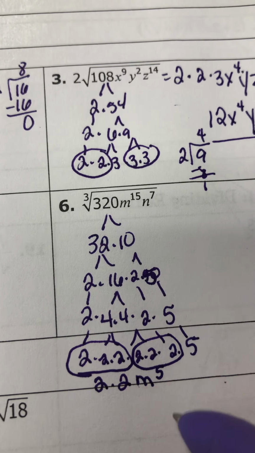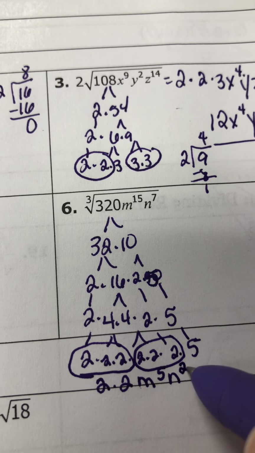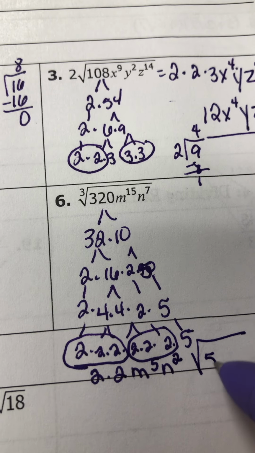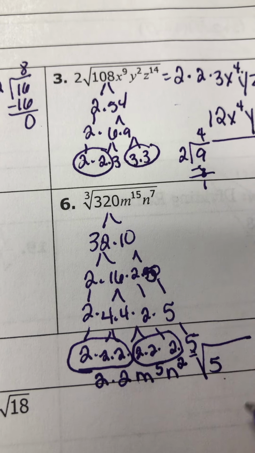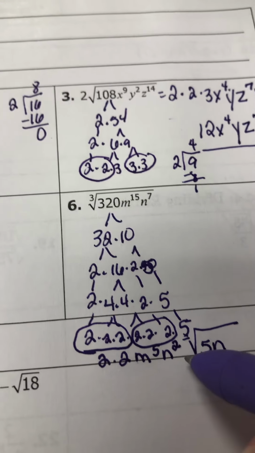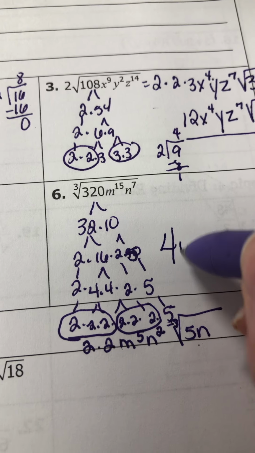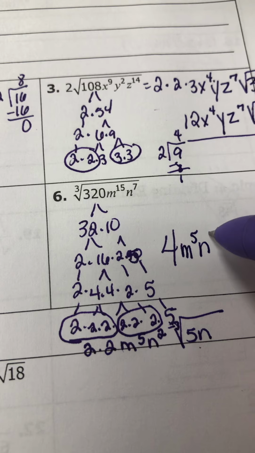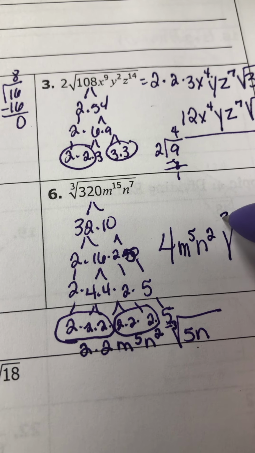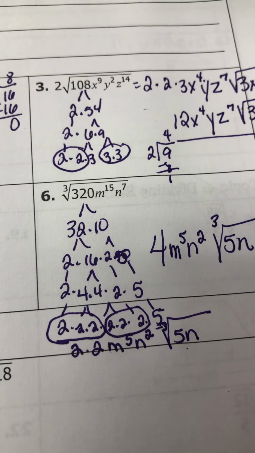3 will go into 7 2 times. And we're going to have this 5 left over, and we're going to have 1 n left over. So 2 times 2 is 4. That's going to leave us with 4m to the 5th n squared. Then we have the cubed root of 5n.